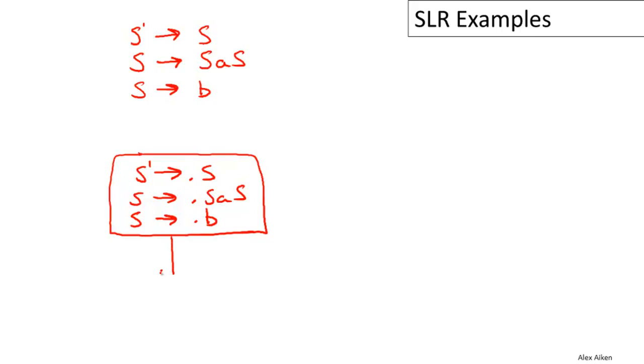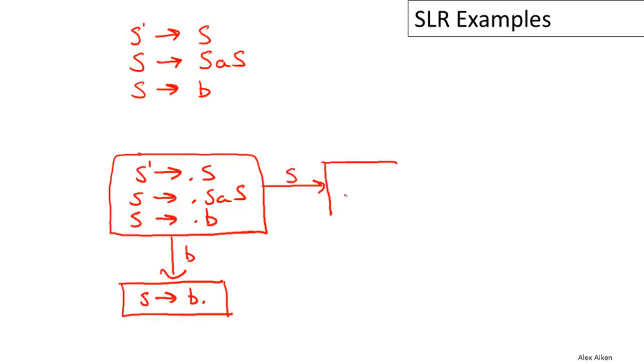Okay? So just like before, one possibility is that we'll see a B on the stack, and so that would give us the item S goes to B dot, and that's the only item valid for that state. Another possibility is that we'll see an S on the stack, in which case we'll make a transition to the state S prime goes to S dot, and S goes to S dot AS. All right, so we saw that same state before in the other automaton.